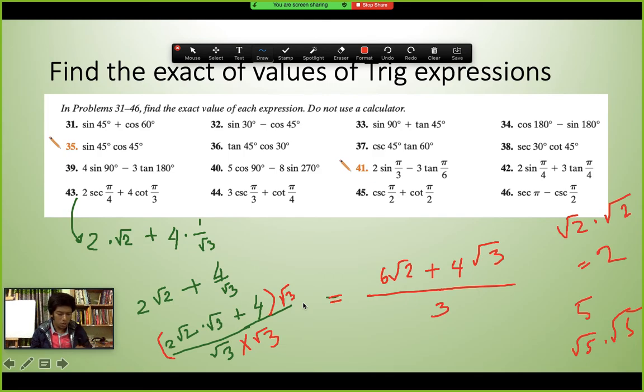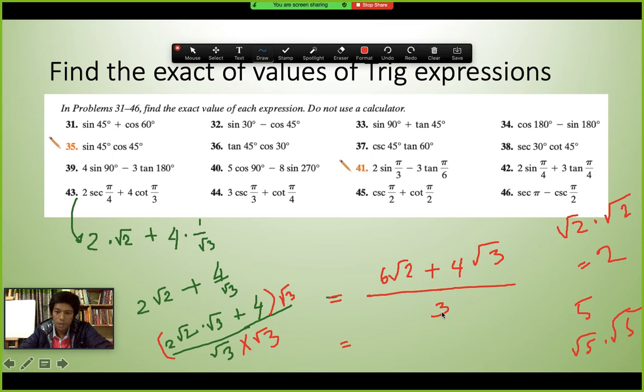In the Sullivan book, all the answers they write in terms of this kind of form, where the denominator is always rational, not irrational. Root 3 is an irrational number. So now that I checked this math, they have written the answer.